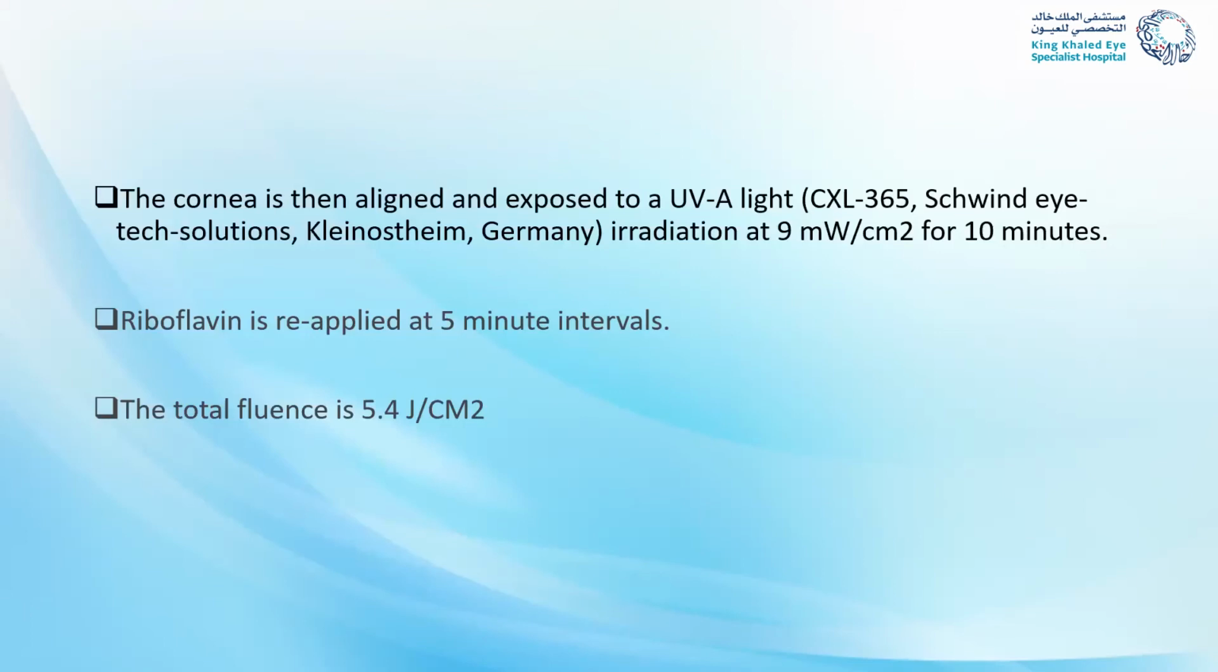So if you look at the standard conventional and the standard accelerated, the total fluence is the same. It's 5.4 joule per centimeter square. But the difference is in the irradiation and the time. In the standard conventional, the irradiation is 3 milliwatt per centimeter square for 30 minutes. In the standard accelerated, the power is higher, and so the time is lower, per the law that we described, the reciprocity law.